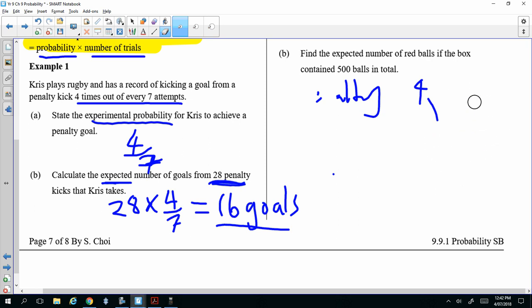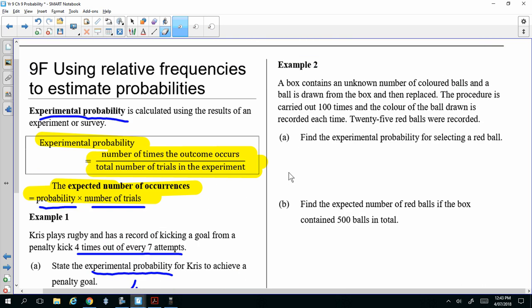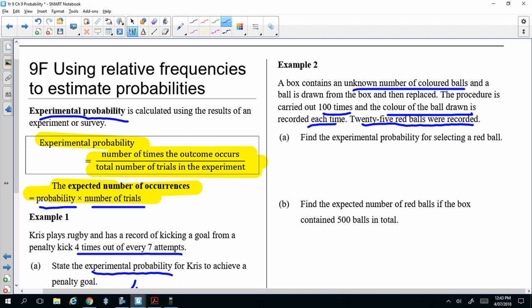Okay, let's move on to the next bit. Let's look at the next example. A box contains an unknown number of colored balls. A ball is drawn from the box and then replaced. This procedure is carried out 100 times. The color of the ball drawn is recorded each time. 25 red balls were recorded. So 25 out of 100, that's the experimental probability. It stays as a fraction, which simplifies to 1 over 4.